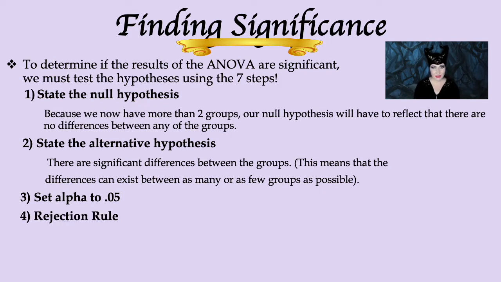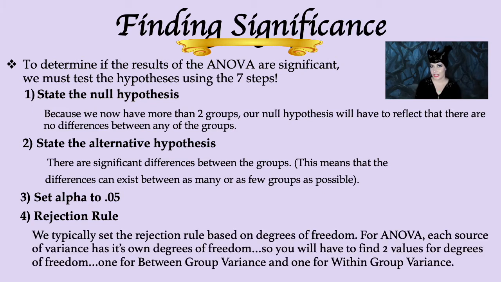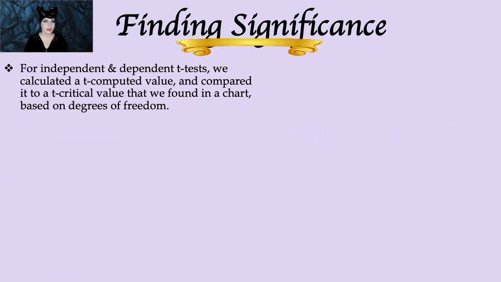We typically set the rejection rule based on degrees of freedom, if you recall. For ANOVA, each source of variance has its own degrees of freedom. So you will actually have to find 2 values for degrees of freedom, one for between group variance and one for within group variance. And so if you recall, for independent and dependent t-tests, we calculated a t-computed value, and then we compared it to a t-critical value that we found in a chart based on degrees of freedom.